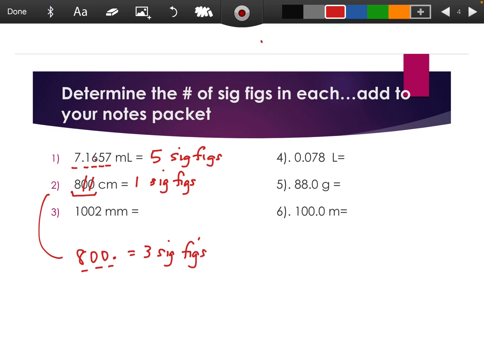All right, number 3, the 1 and the 2 are significant because they're not zeros. The zeros in between are also counted because they're in between other significant figures. So this would have 4 sig figs. All right, number 4, we start out with leading zeros. Leading zeros are just placeholders, so they are not significant. So we would count the 7 and the 8 for a total of 2 sig figs.